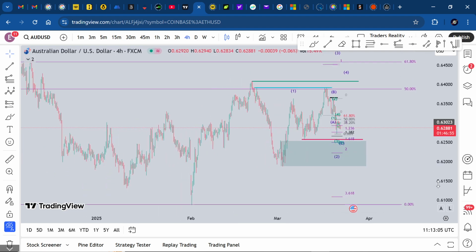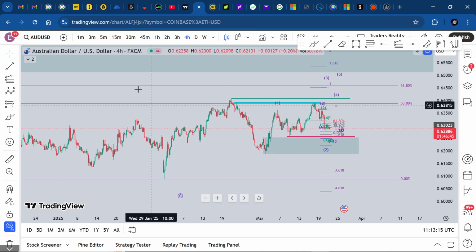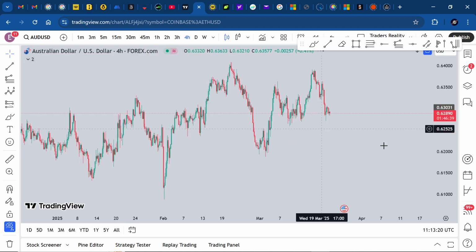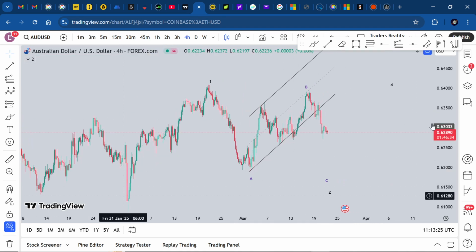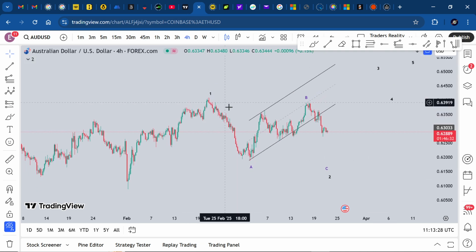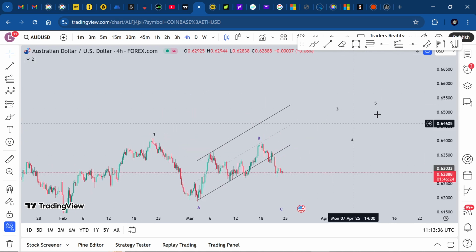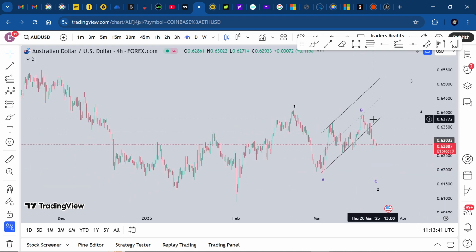Okay, see, we're not looking for a fourth wave. The difference between AUDUSD and the pound and the euro is that for AUDUSD, we are in a potential B or 2 wave. Yeah, this being a 1 and this being an A, B, C in 2 to then go higher. Give us a 3, 4, 5. So it's different on this.